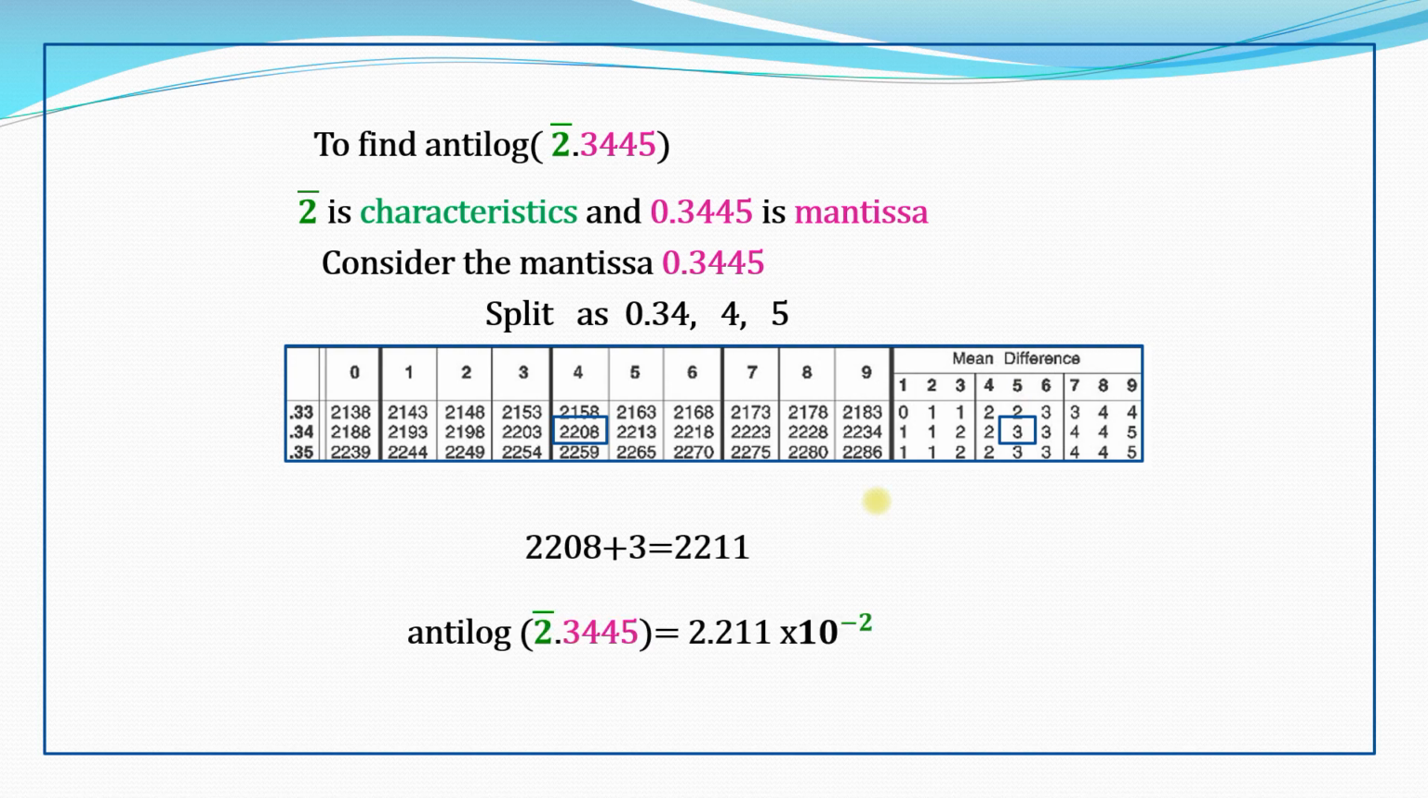Now antilog of bar 2.3445 is, place the decimal after the first digit, so 2.211 into raise the power of 10 to this characteristic bar 2. You know bar 2 is nothing but minus 2, so that will be 10 to the power of minus 2.